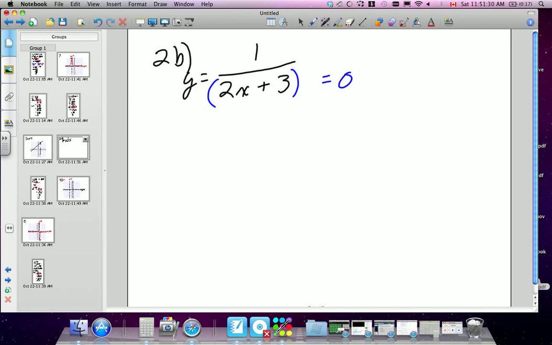Now, remember we had a quadratic on the bottom again, right? Is there anything special about this one? We're going to draw it. Question 2b. We're going to set the bottom equal to 0, right? We've got to make sure it's not going to exist there. Okay. So we get 2x plus 3.